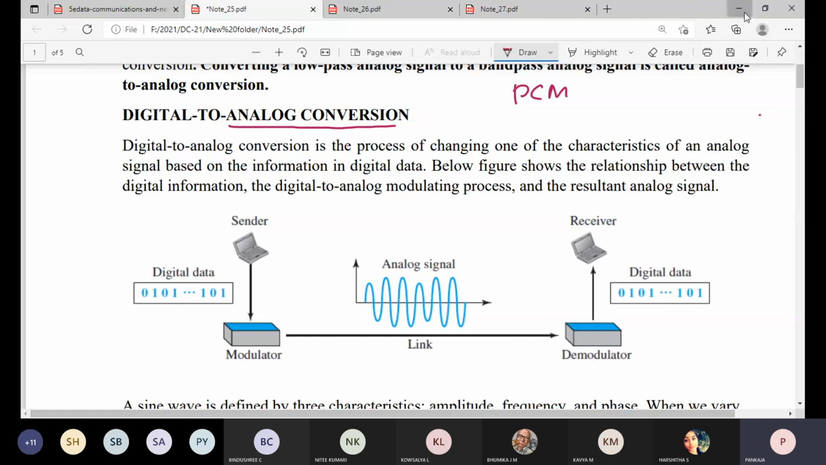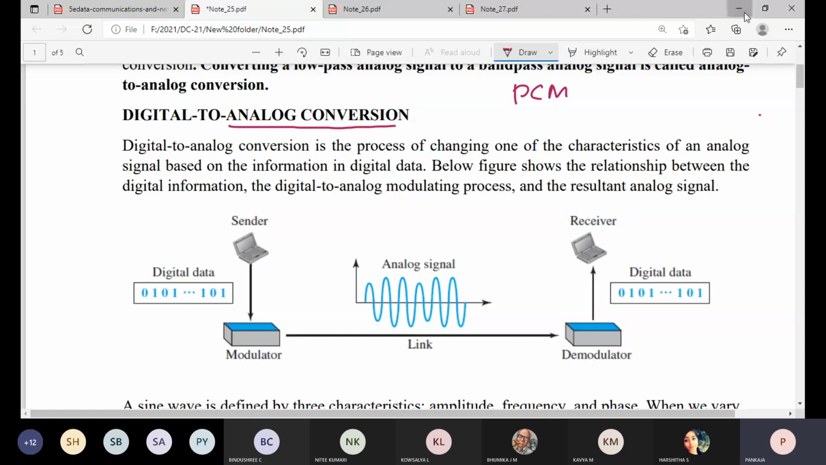So how can you modify amplitude and convert digital data to analog? Only amplitude is going to be changed. If it is a binary value, you will use different amplitude values to represent value 1 and value 0. In this case, you will keep the frequency and also the phase constant.